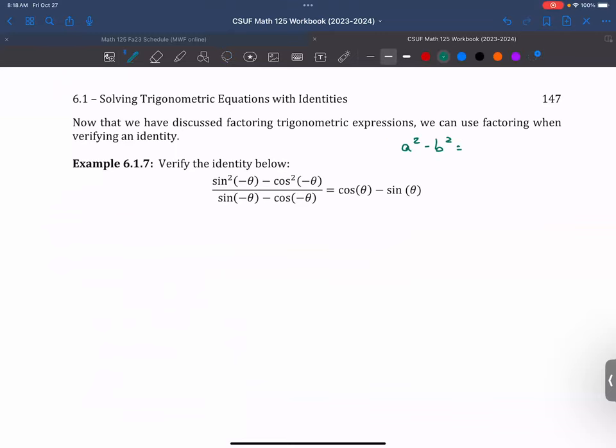We went over that in an earlier chapter, probably chapter 3. This is (a plus b)(a minus b). So if I think about sine of negative theta as my a and cosine of negative theta as my b, I should be able to factor this numerator into sine of negative theta plus cosine of negative theta, let me use brackets here, that times sine of negative theta minus cosine of negative theta. Right, and that's my numerator that I just factored.